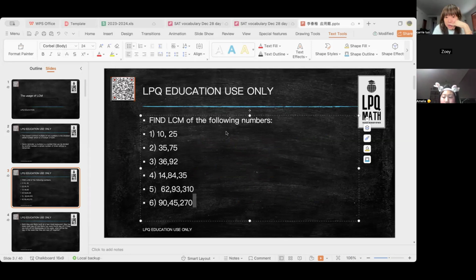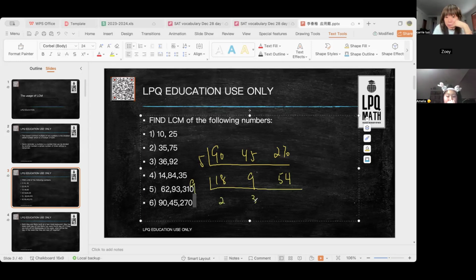Last but not least, 90, 45, and 270 divided by 5 gives 18, 9, and 54. So we divide by 9 as well. So 2, 1, and 6. And don't stop here, because we have 2 and 6. So divided by 2, we get 1, 1, and 3. So that is the lowest common multiple for this, so it's 270. Understand, Amelia? Zoe? Yeah.